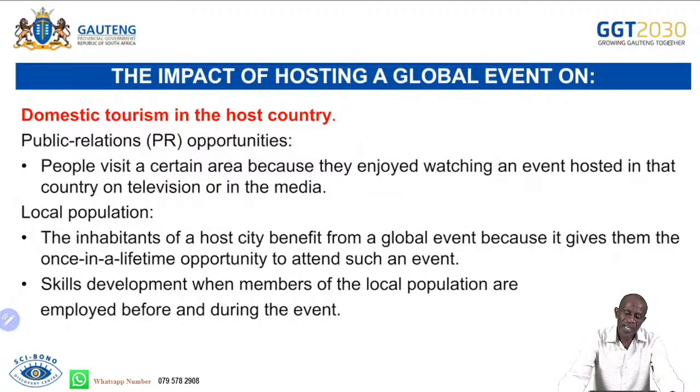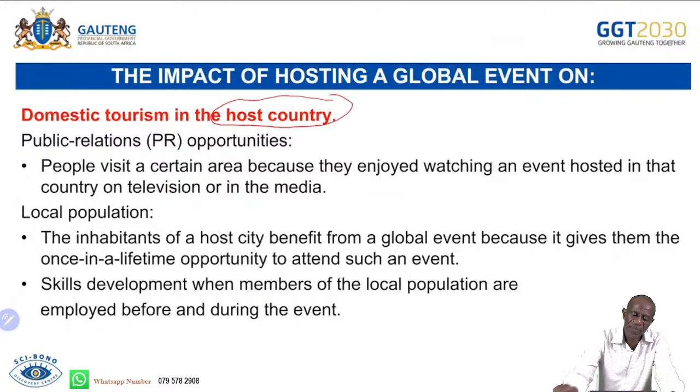Now, let's look into another topic of importance when we discuss global events. That is the impact of hosting a global event on domestic tourism in the host country. So those were the first set of impacts, confined to domestic tourism. So this one further states domestic tourism in a host country. So one of the positive impacts is that it receives publicity.